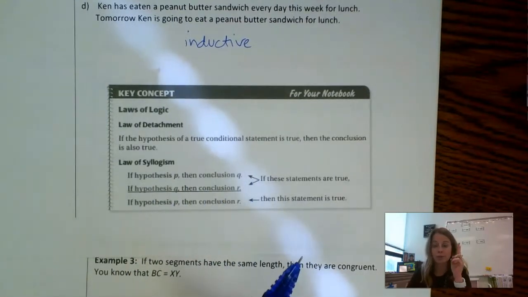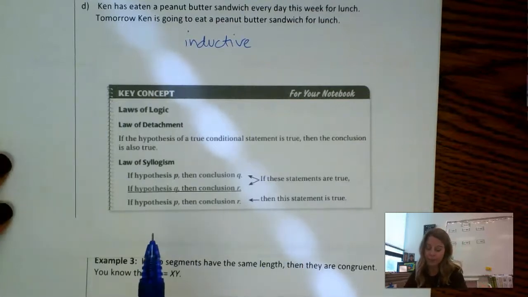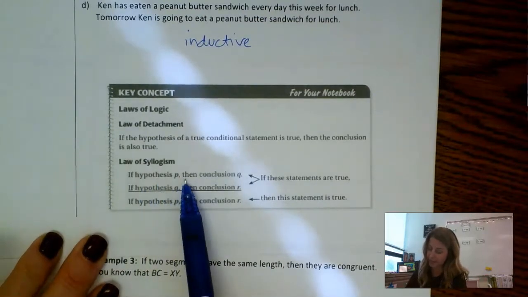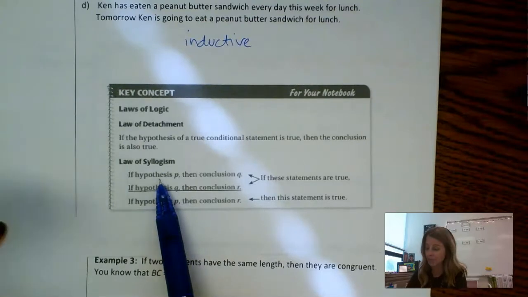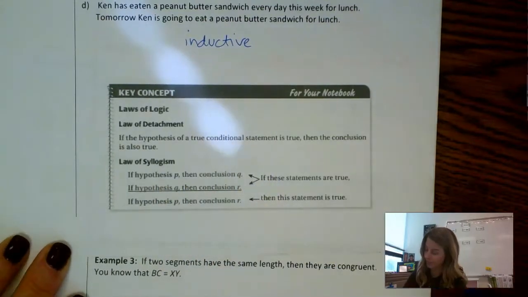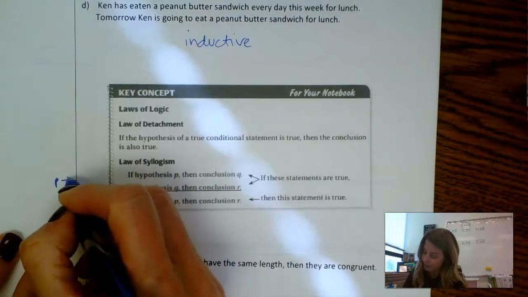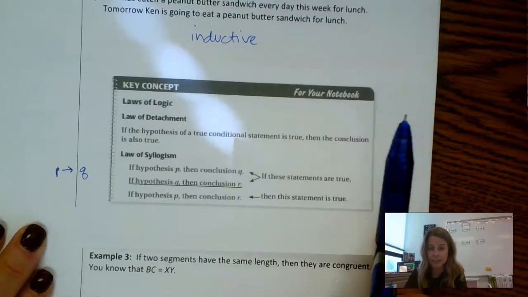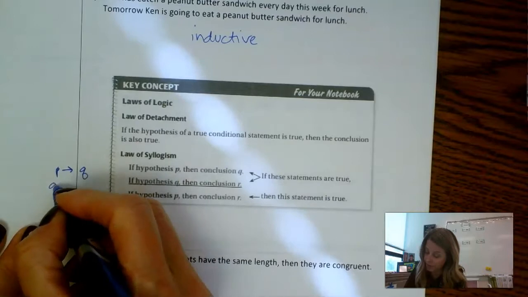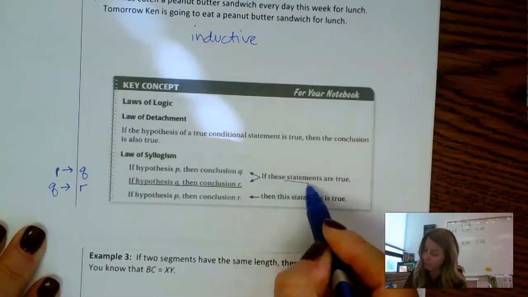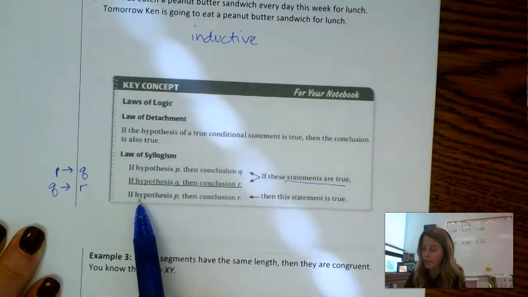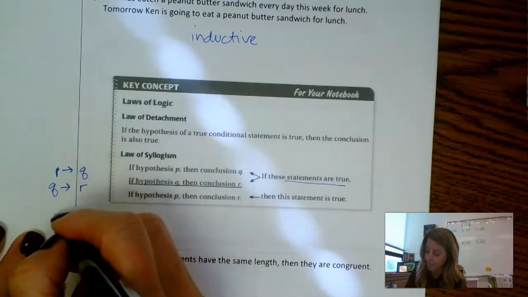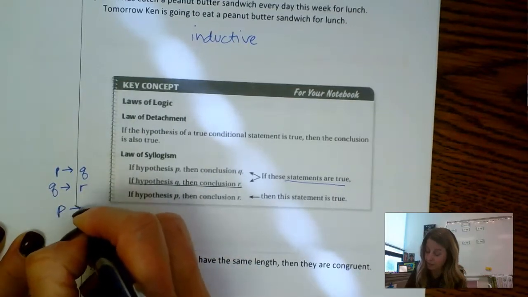In the law of syllogism, you will have two conditionals. Generically speaking, if you have hypothesis P, then you've got conclusion Q. I'm going to write that over here: if P, then Q. Then you have a second statement: if hypothesis Q, then conclusion R. So, if Q, then R. If both of these are true, then you can conclude a third statement: if hypothesis P, then R.